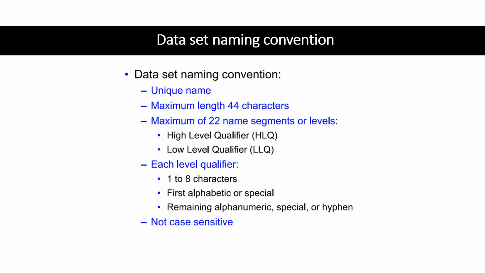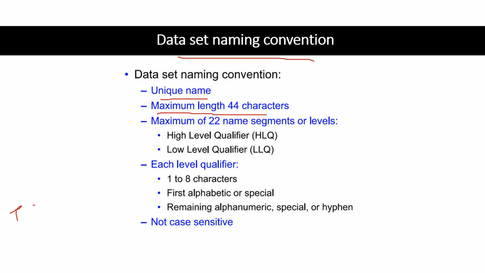Now we are going to discuss the dataset naming convention. You already know every dataset must have a unique name. The maximum length of a dataset name is 44 characters. Let's take one example.